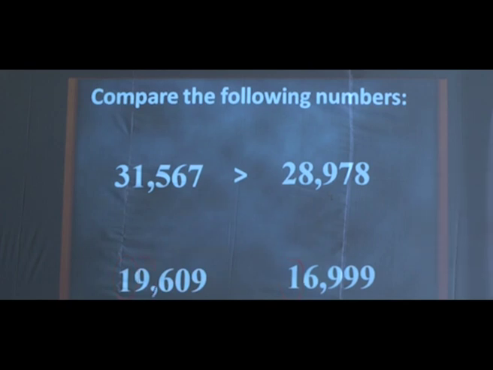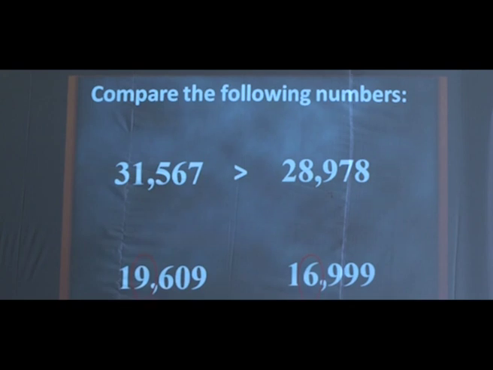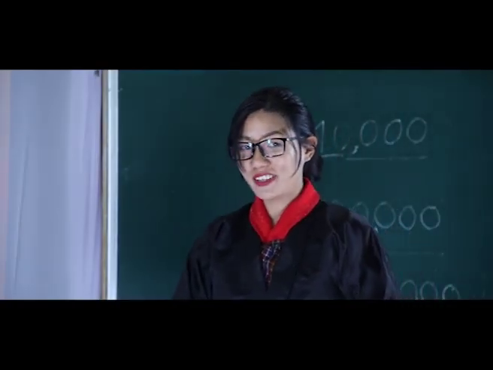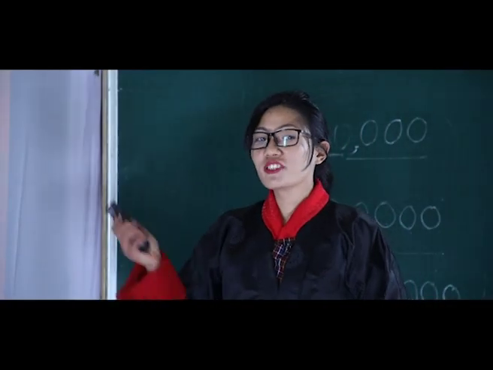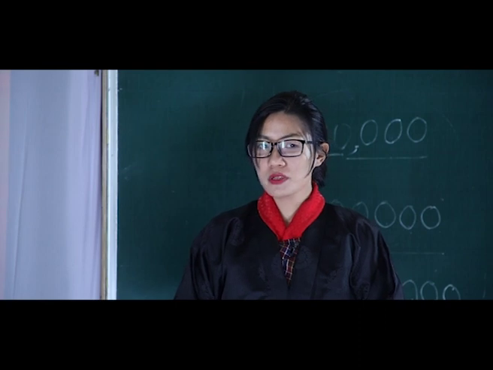The second number on the right. On one side we have 9, which represents 9,000. On the second number we have 6, which represents 6,000. Which one is greater, 9 or 6? 9, right? So the greater number is 19,609. Did you understand how to compare numbers?